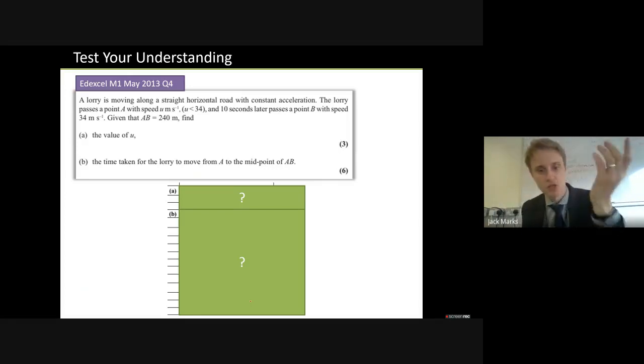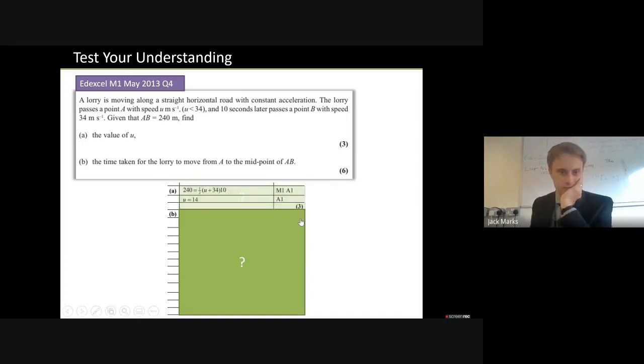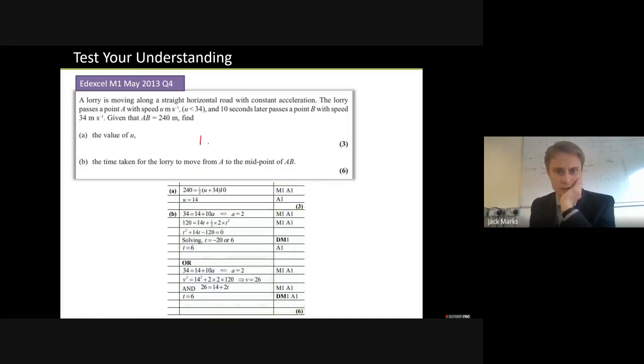Okay, so I'm going to assume that you've paused there. Let's take a look at the answers and we'll talk through. So straight horizontal road, constant deceleration, passes A with speed U. So that sounds like we don't know what the U is. That sounds like a question mark to me. 10 seconds later. So what happens 10 seconds later? It passes through point B with speed 34. So that's like a later speed, a later velocity.